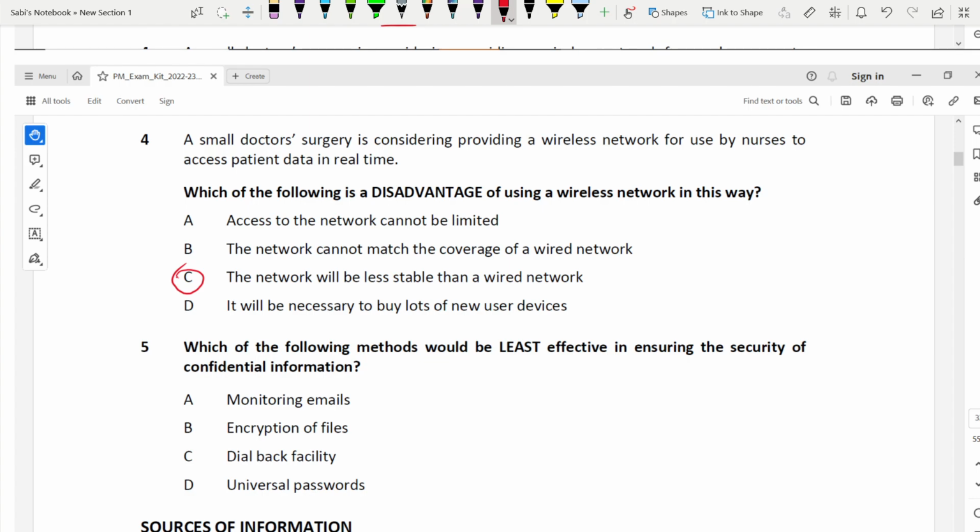Why? Because in a wireless network, you can limit the access by having a strong password. B, wireless can cover more than the wired network. Coverage is more. And D, you don't have to buy new user devices for wireless. Okay.